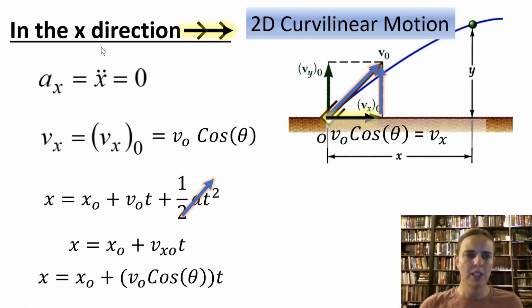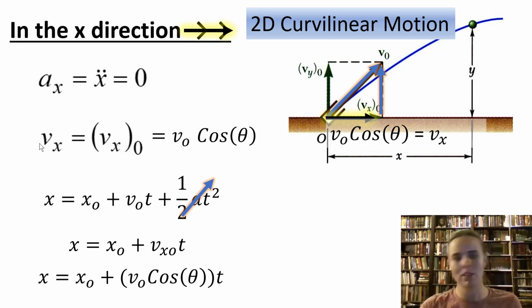Let's go ahead and look at the x direction first. So this is one, just like statics. You look at everything happening in the x direction, then you look at everything in the y direction, then you put the two together. In the x direction, are there any forces? I guess there could be air drag, but we're going to ignore that. So no forces in the x direction, no acceleration in the x direction, nothing to change the velocity.